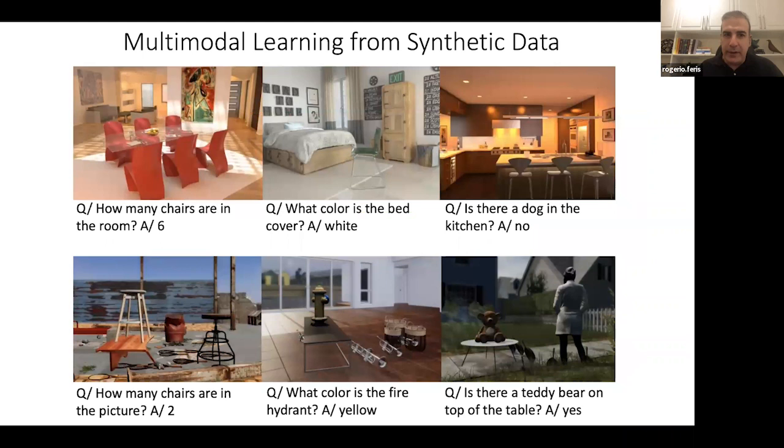We are also exploring multimodal learning from synthetic data. And here you can see all these images are actually synthetic images. For example, in the first one, we have: how many chairs are in the room? And the nice aspect here is that we could change the number of chairs and create much more training data. Or: what color is the bed cover? You could potentially change that. Or: is there a teddy bear on top of the table? You could remove the teddy bear and so on. So we are exploring these multimodal learning approaches for visual question answering and also for learning representations from multimodal data.